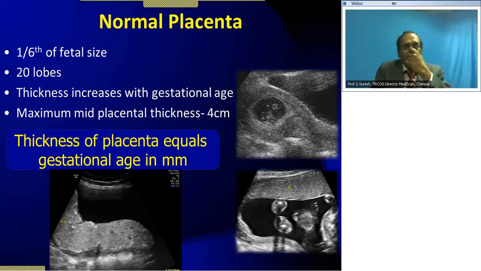The thickness of the placenta increases with gestational age, and it's easy to understand. If you take a direct perpendicular view of the placenta and measure from the chorionic plate to the basal layer, the maximum placental thickness will be equal to the gestational age in millimeters. So a 30-week placenta is expected to be around 30 millimeters. A 20-week placenta is expected to be around 20 millimeters. Of course, as with all other biomedical measurements, there will be some differences. But even by eyeballing, you should be able to make out a large placenta and a small placenta.